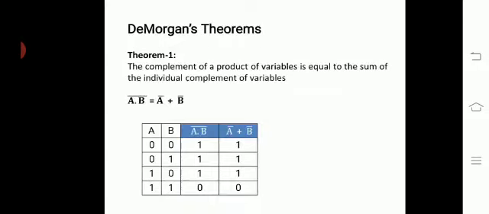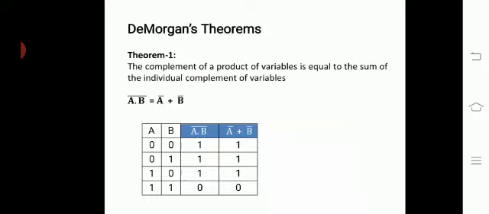De Morgan's theorem. Theorem 1. The complement of a product of variables is equal to the sum of the individual complements of the variables.